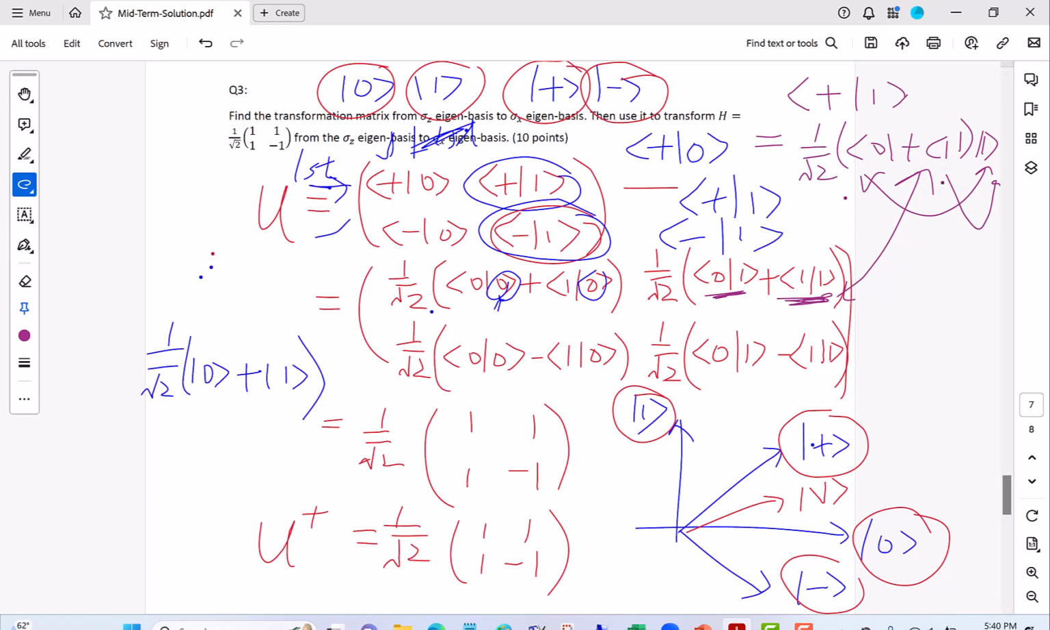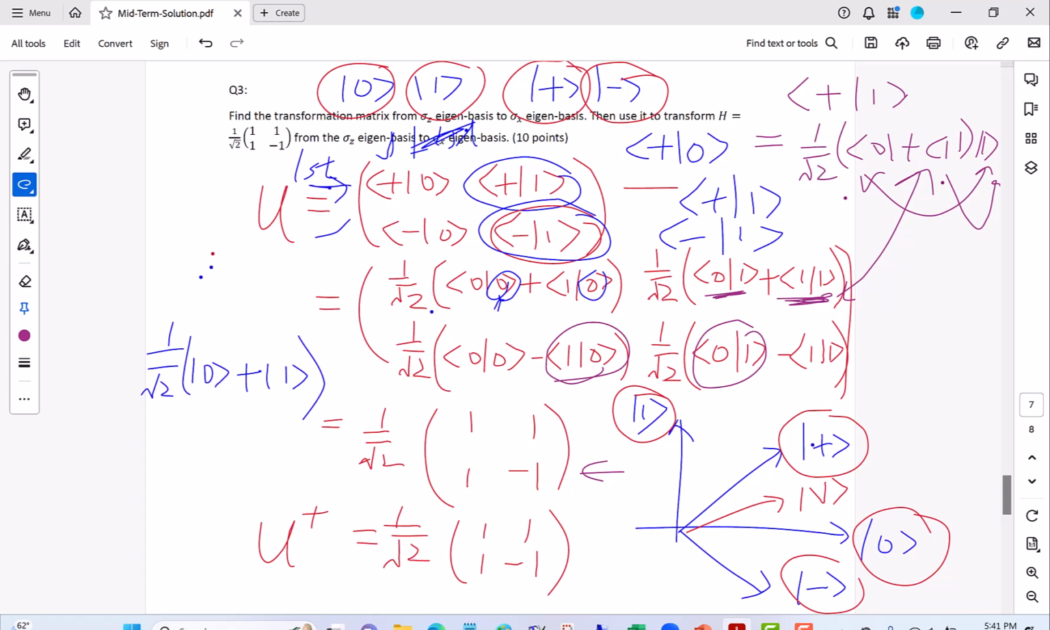We do the same thing, but the good thing is, again, it's orthonormal. 0 inner product 0 is 1. 1 inner product 1 is 1. But 1 inner product 0 or 0 inner product 1 is 0. They are orthogonal to each other. So as a result, the first term gives me 1, this term gives me 1, 1, and this one gives me negative 1 because I have a negative sign here. And then you realize that the transformation matrix turned out to be H.